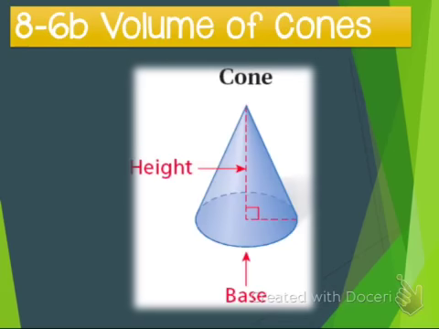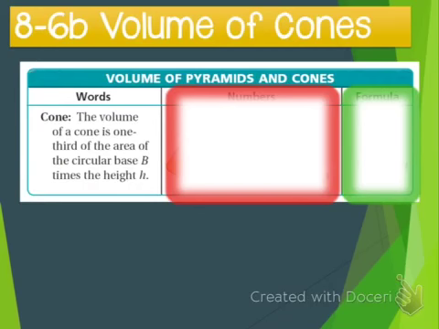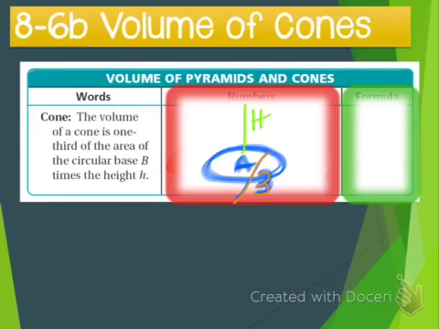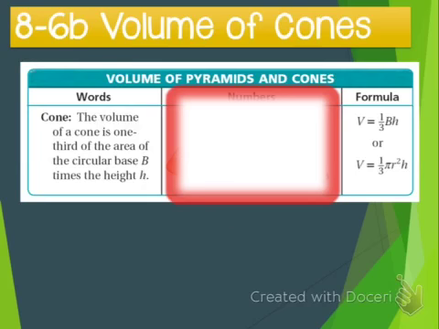So real quick, a cone has a base that is in the shape of a circle, and then it has a height that comes to one point, a vertex, at the very top. So the volume is going to be 1/3 of the area of the circular base. So we're going to have this base, we're going to find our area, but then we're going to have that divided by 3. That is so hard to see and so ugly. And then we're going to times all of that by the height of this cone. So the formula looks like that.